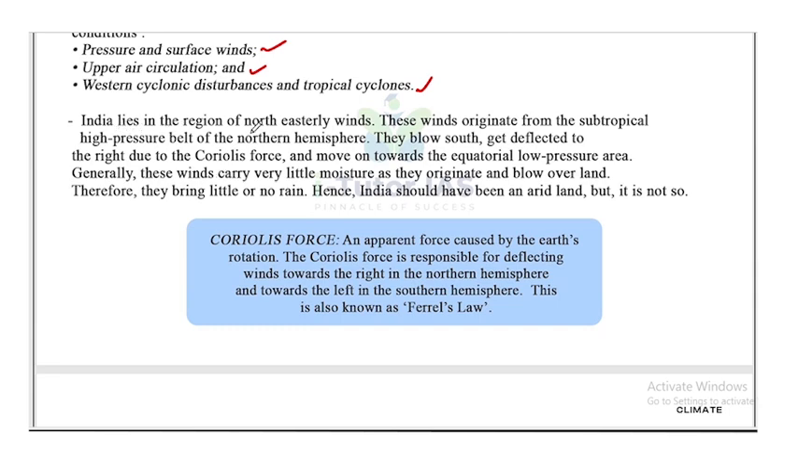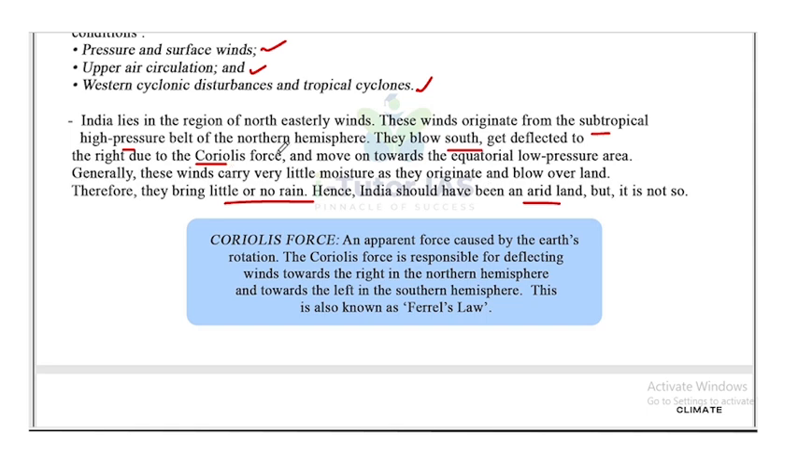India lies in the region of northeasterly winds. These winds originate from the subtropical high pressure belt of the northern hemisphere. They blow south, get deflected to the right due to the Coriolis force, and move on towards the equatorial low pressure area. Generally, these winds carry very little moisture as they originate and blow over land. Therefore, they bring little or no rain. Hence, India should have been an arid land, but it is not so.